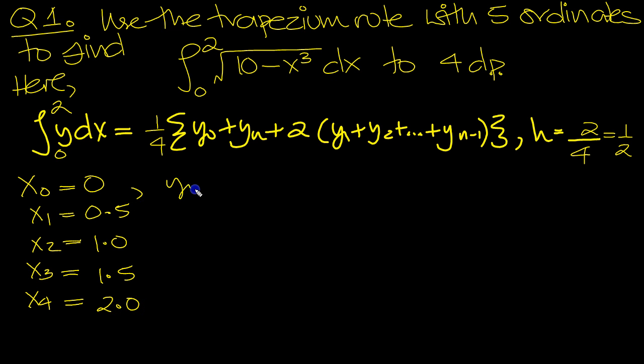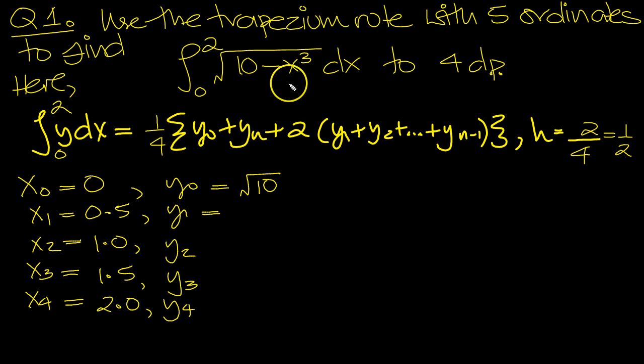The y values then, which we need. So y naught, put naught in here. Square root of 10 minus naught cubed is square root of 10. y1, 0.5: the square root of 10 minus 0.5 cubed. y2, 10 minus 1 cubed, 1 cubed is 1. 10 minus 1 is 9. The square root of 9 is 3.